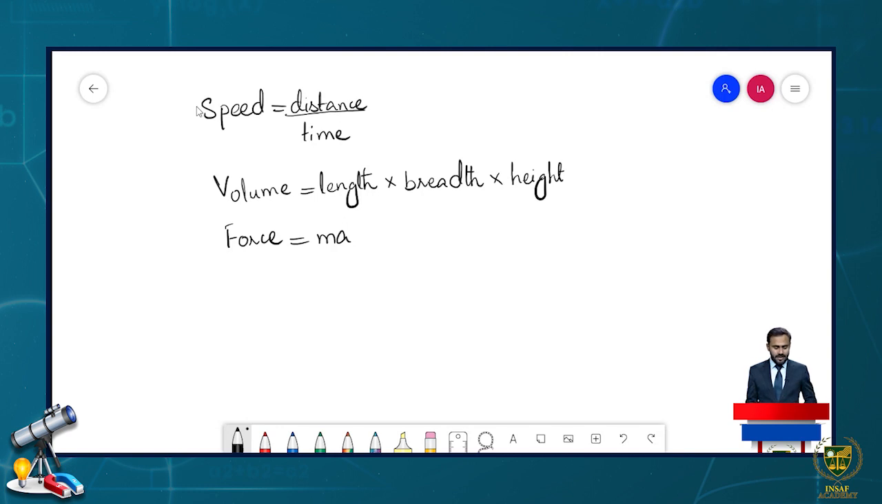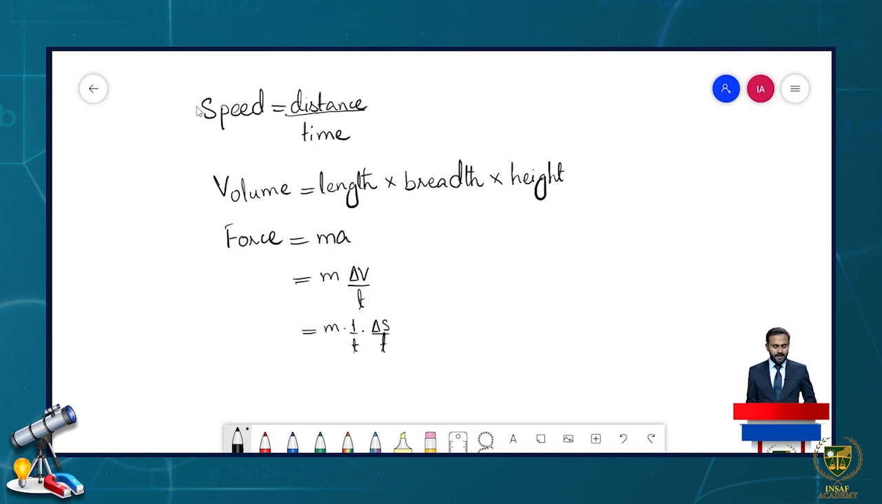So acceleration equals change in velocity over time. Now change in velocity is equal to distance over time. So for mass, I am writing 1 by t as it is, and in place of change in velocity, I am writing the change in distance over time.